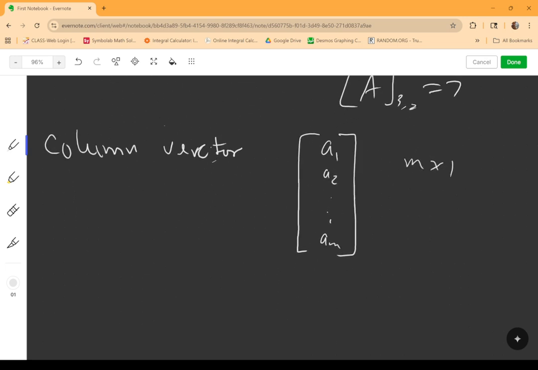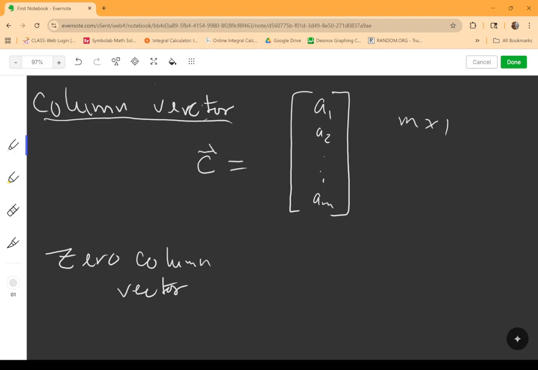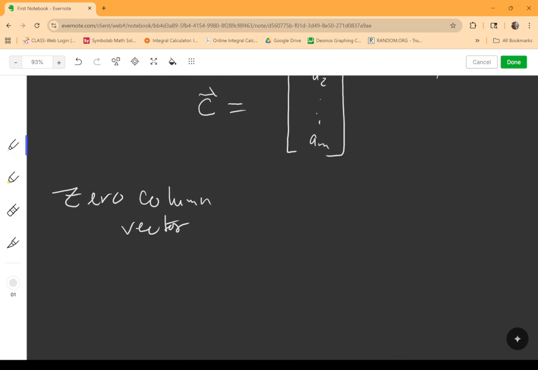Now, a very special column vector is something called the zero column vector. In general, while our matrix notation uses capital letters, for vectors we tend to use either boldface type or just a lowercase letter with an arrow on top. The zero column vector is special in that all of its elements are the constant 0.